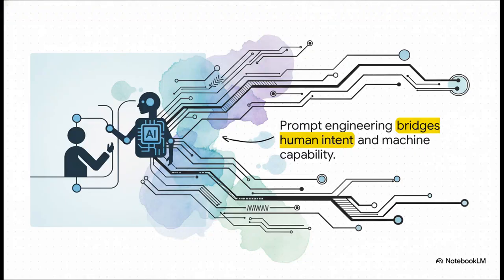This image really says it all. What we're doing here, what prompt engineering is all about, is building this bridge. A bridge between what we want in our heads, our human intent, and what this incredible machine is capable of doing. It's a brand new kind of partnership, and we're just learning how to be the better partner.